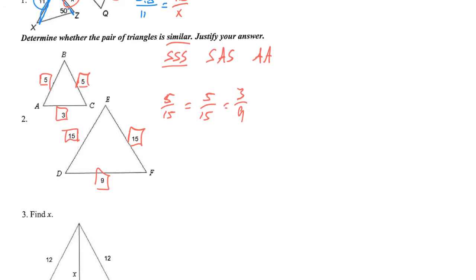And then you simplify each of these fractions. Each will reduce down to 1/3. And if they are all the same, then yes, they are similar. Okay, determine if they're similar. Yes, they're similar. Justify your answer. That's which one of these methods you're using. And of course, we're using side, side, side for this one. So say they're similar because of side, side, side.